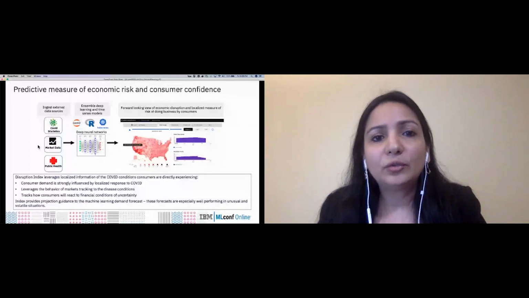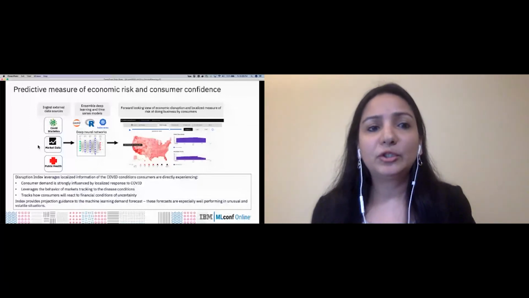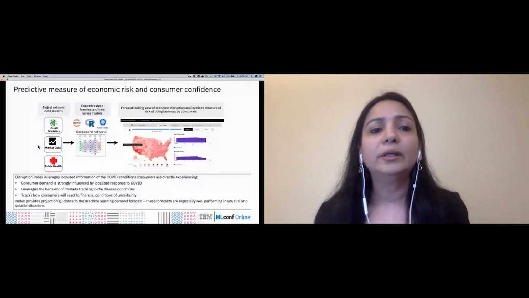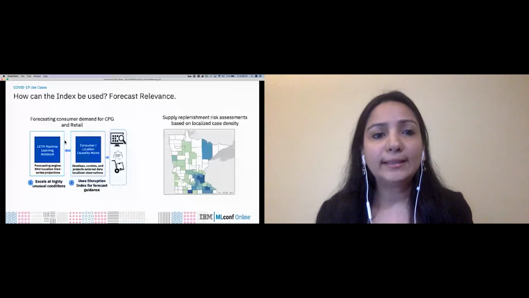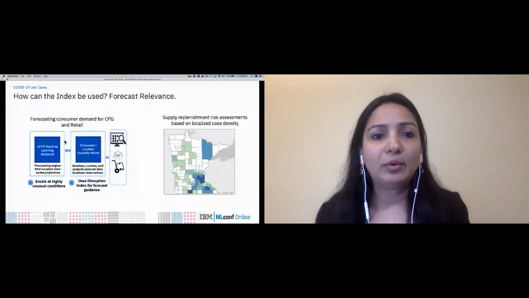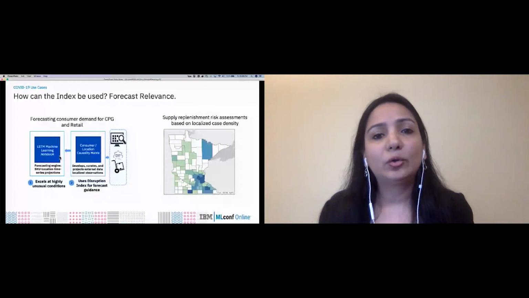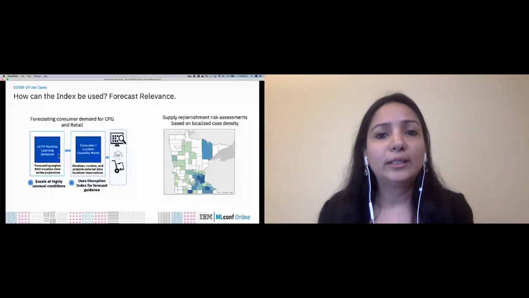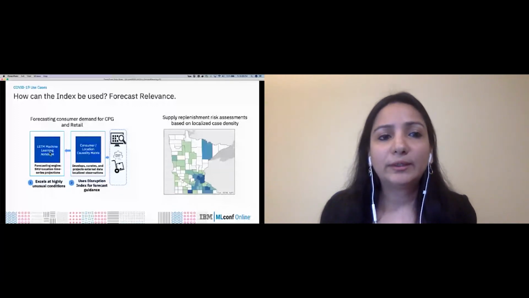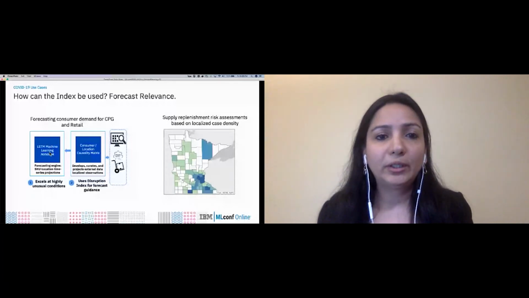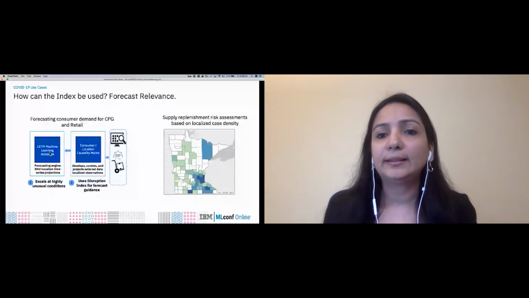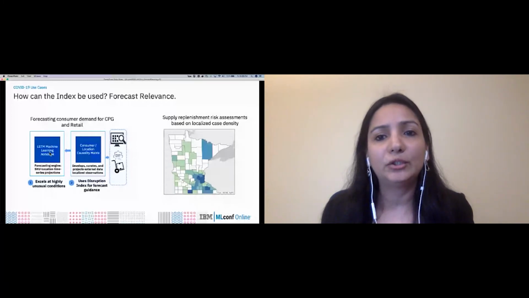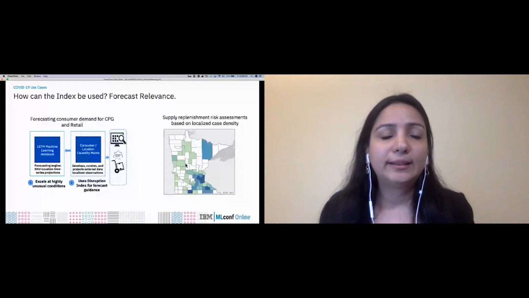Local news and events are also playing an important role in consumer behavior, especially the caseloads in the counties where they live. So our forecasting engine is basically taking an LSTM model that also takes in all of the location and causality information along with local COVID cases and that composite volatility measure, and predicts that forward-looking disruption down at this very granular location level. And so these forecasts in turn can then be used by CPG or retail companies to assess supply replenishment risk based on these localized case densities.